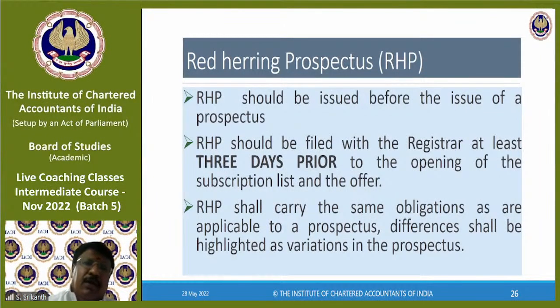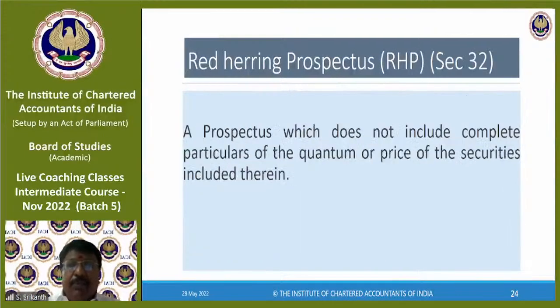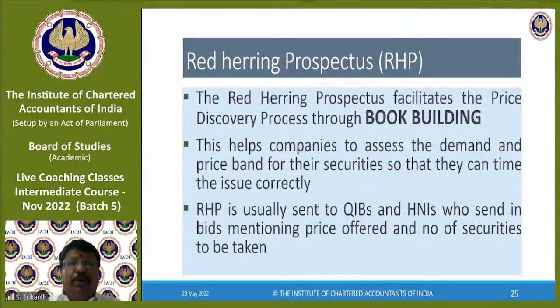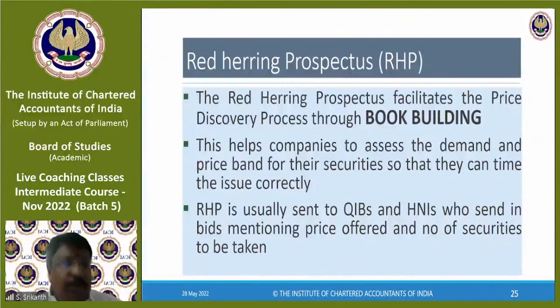Okay. I'm sure you're having a lot of questions on this because you're all new, and some of you are fresh from college. So you might be having a lot of doubts. I'm doing my best to explain it in simple words. The idea is that the challenge of not being able to predict the number of securities and price is solved by issuing a red herring before issuing a prospectus.